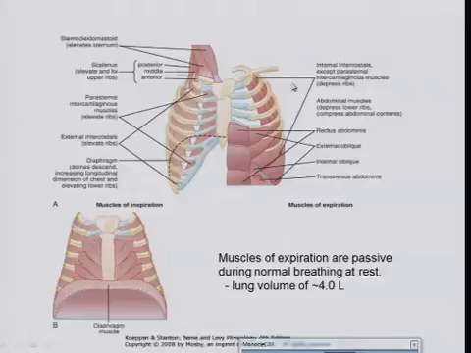The intercostal muscles here are the opposite of the external intercostals. So these are the internal intercostals. They work opposite, so when they contract, they actually pull the rib cage down and in, forcing air out of your lungs. As well, we have the abdominal muscles.